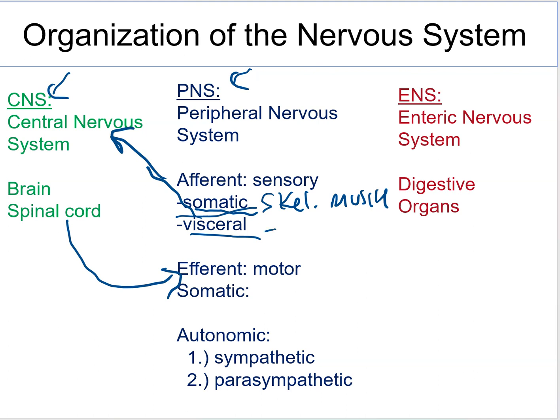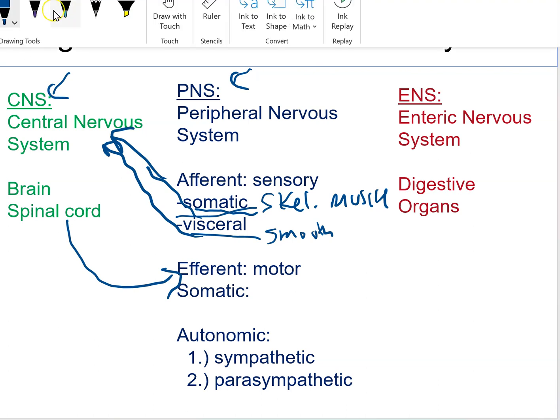Maybe it's carrying it from smooth muscle. Maybe you're hungry right now as you read this and your stomach is growling. Well, if it's coming from visceral afferent, that just means it's coming from your involuntary structures, like your smooth muscle, cardiac muscle, and glands, but it's going to the CNS because it's afferent.